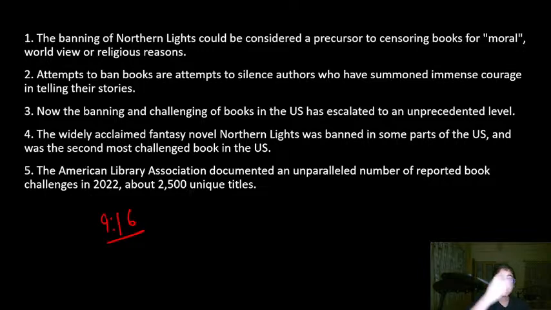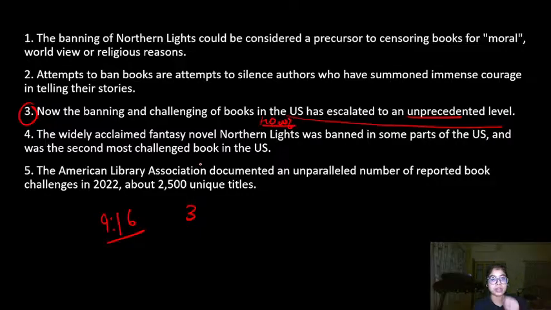Okay. I can just tell by reading all of the sentences that it's talking about banning of books, specifically banning of books in the US. So I need to find an opening sentence. After reading all the sentences, the most generalized sentence without a pronoun or a specific noun or a specific keyword is sentence 3. Okay, 3 is my opener. Now, the banning and challenging of books in the US has escalated to an unprecedented level. How? The following lines should explain the same.